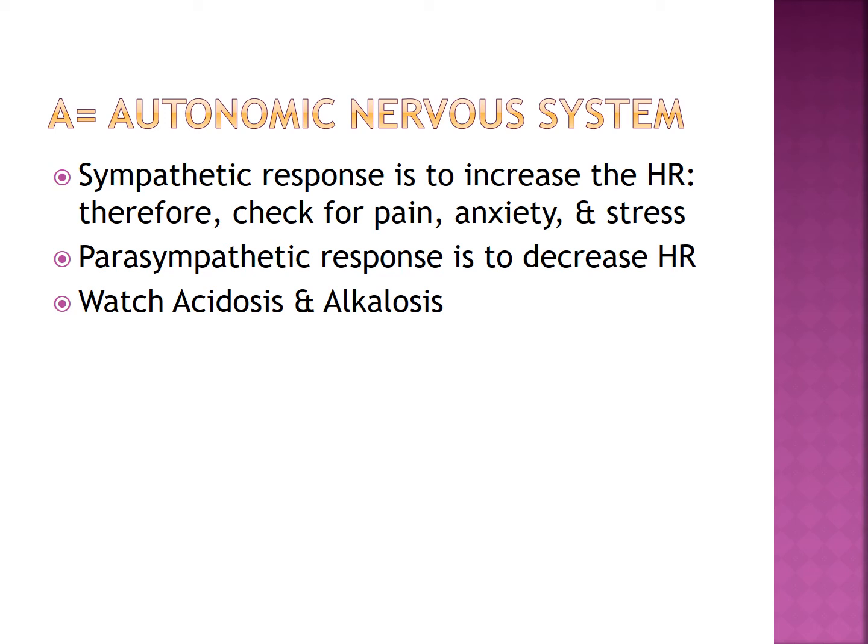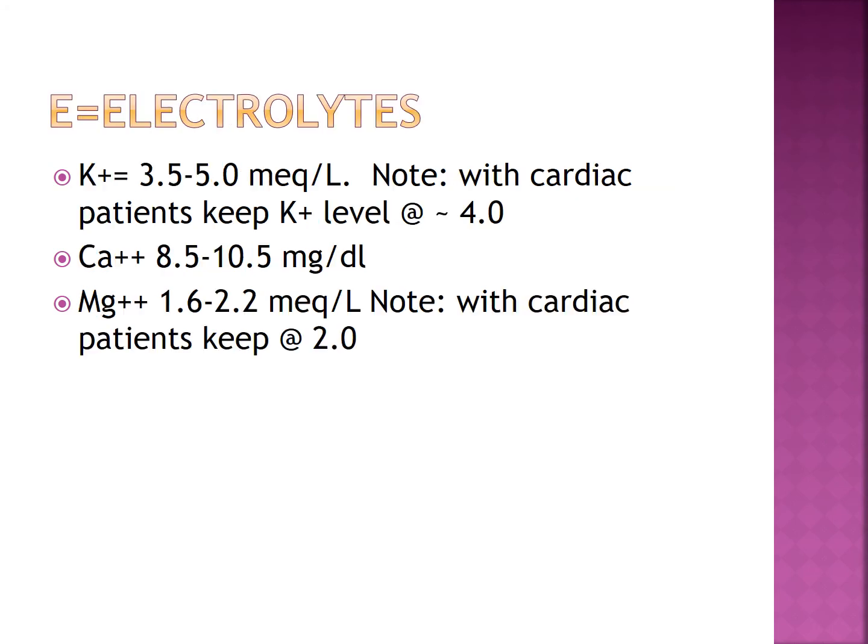We also want to watch for acidosis and alkalosis. Electrolytes. So we know a normal potassium is 3.5 to 5. If you have a cardiac patient, you want to keep it above a 4, all right? Calcium, 8.5 to 10.5, and magnesium, 1.6 to 2.2. If you have a cardiac patient, you want to keep that just a notch higher.